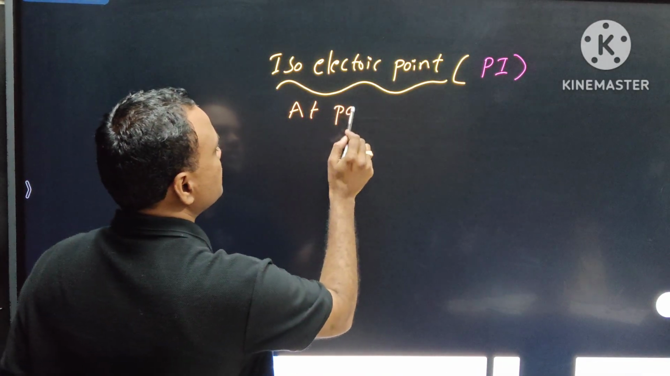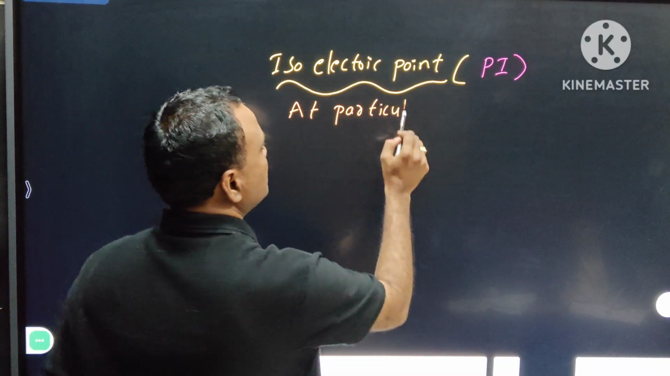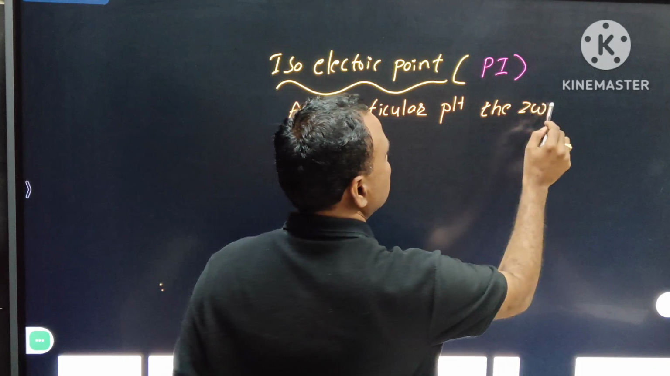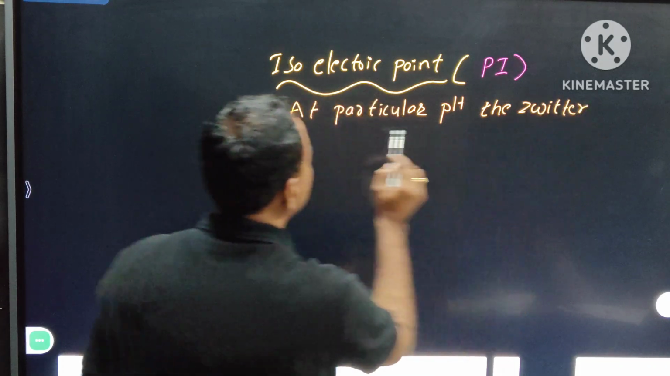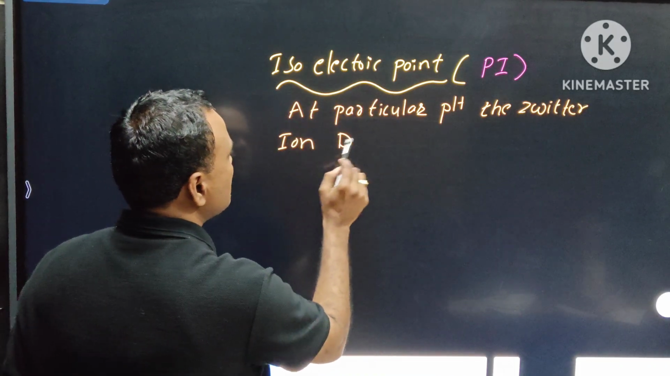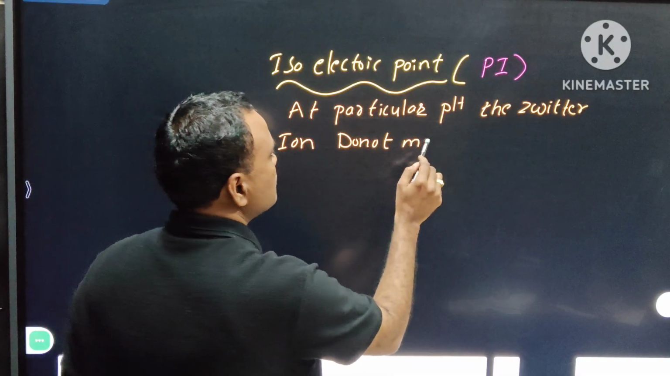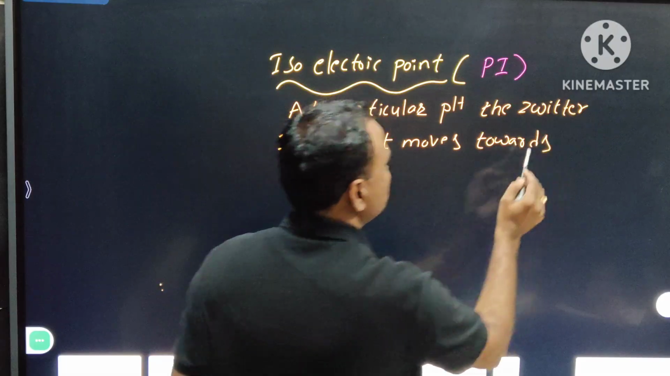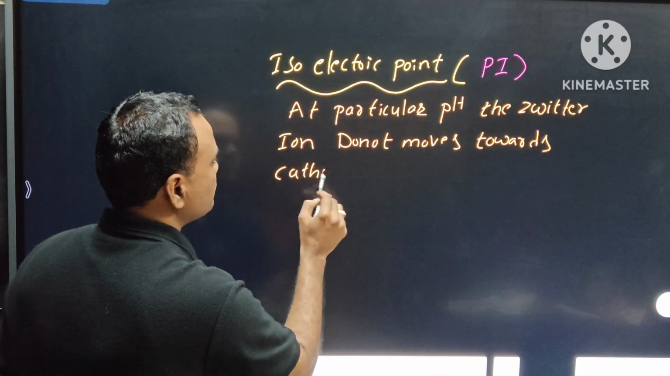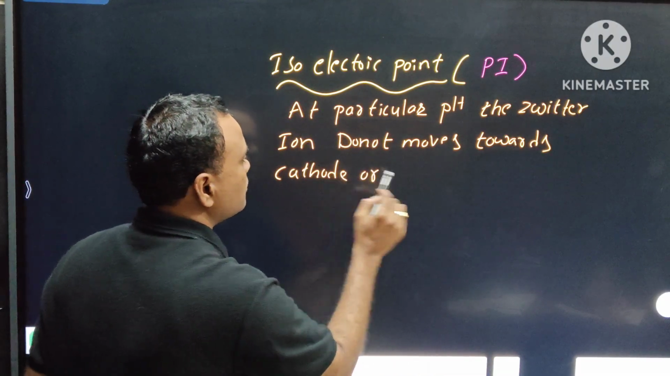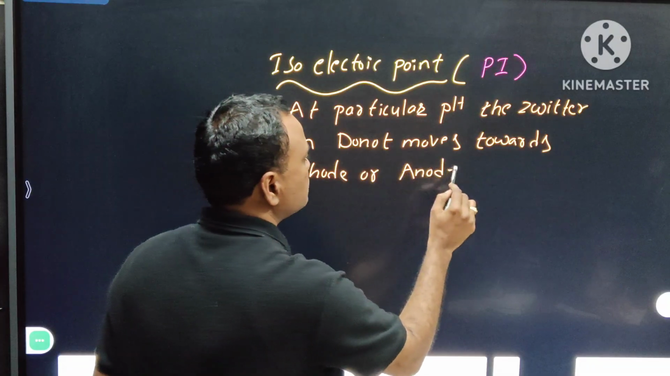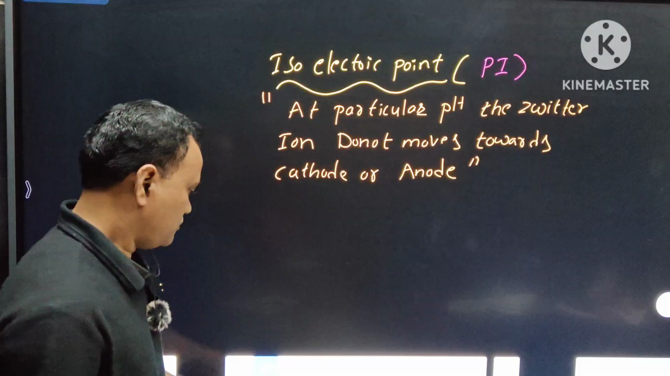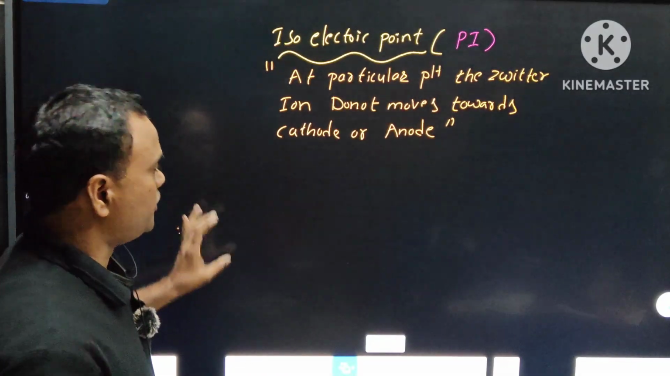At a particular pH, the zwitterion does not move towards cathode or anode. Isoelectric point.